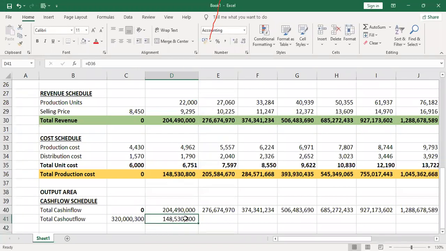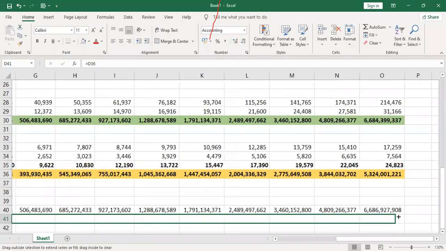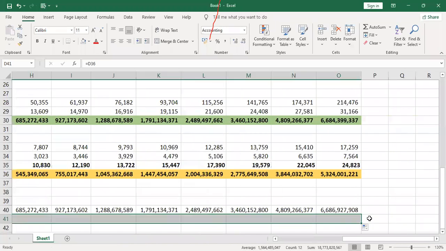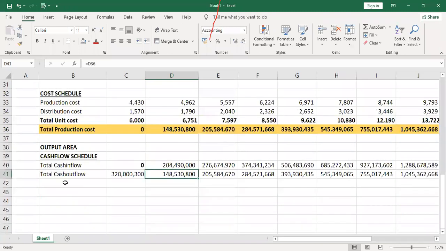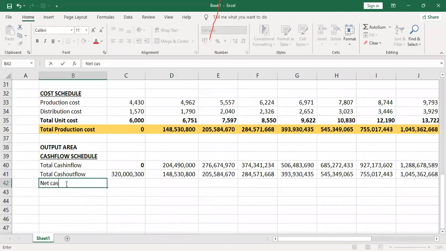Click on the value, press the cursor on the autofill icon, and drag up to year 12. In simple terms, you are picking these values from here to this point. So that is our total cash outflow, and then we get the net cash flows.